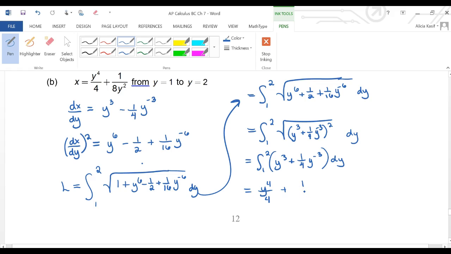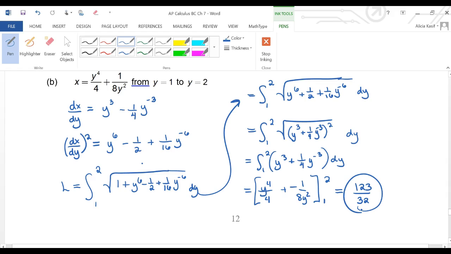Oh, what do we have here? So it's going to be 1/8 minus 1/8, right? With a y to the negative 2, evaluated from 1 to 2. And the fourth is what? I'll just tell you that it's 123 over 32.